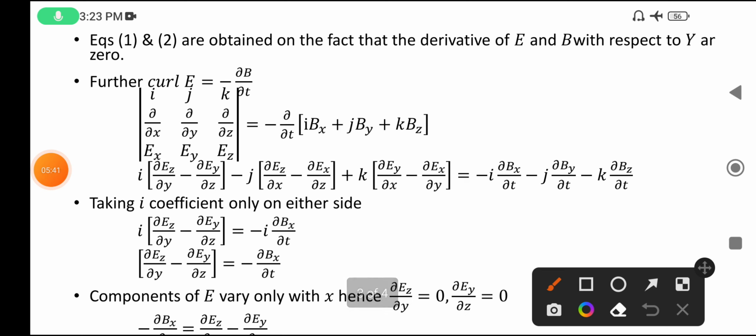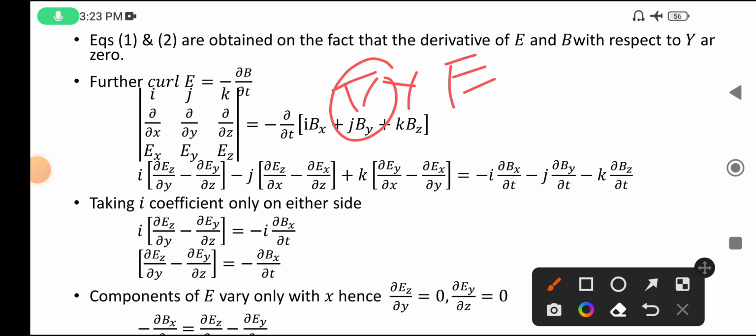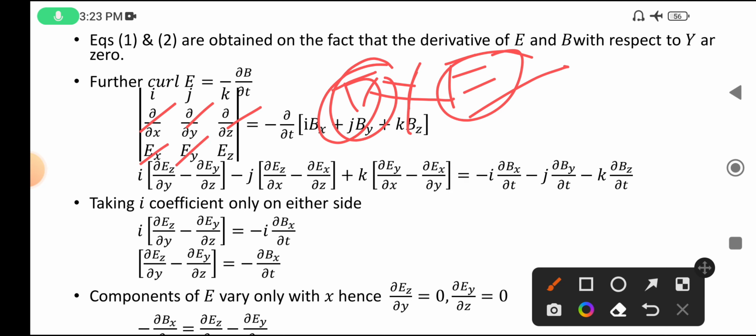Okay, so del cross E, del is a vector quantity, and it is i into ∂/∂x, j into ∂/∂y, k into ∂/∂z. Okay, so this row belongs to this. After this, what do you have? E, you have its i coefficient is Ex, j coefficient is Ey, k coefficient is Ez.